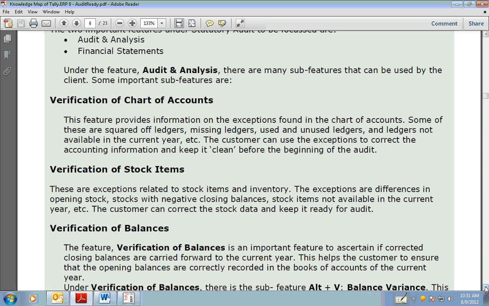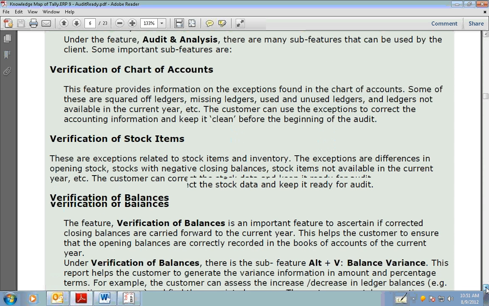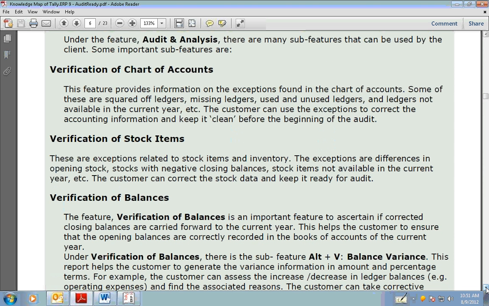Now coming to verification of balances. This feature is important to ascertain if corrected closing balances are carried forward to the current year. This helps the customer ensure that the opening balances are correctly recorded in the books of accounts of the current year. Under verification of balances, there is a sub-feature, Alt-V, balance variance.